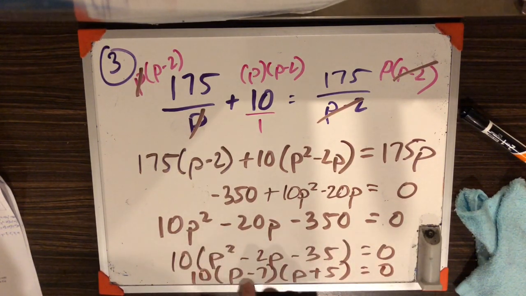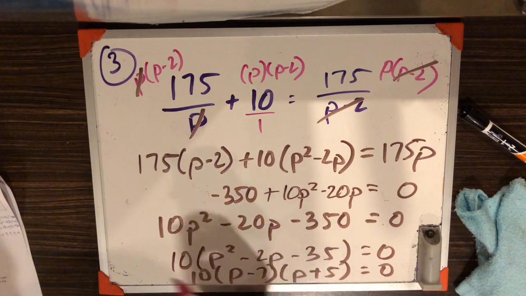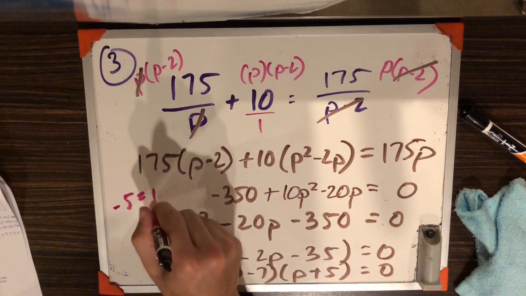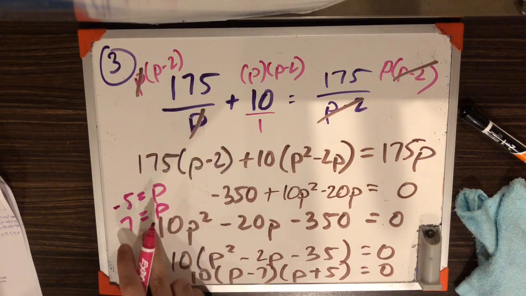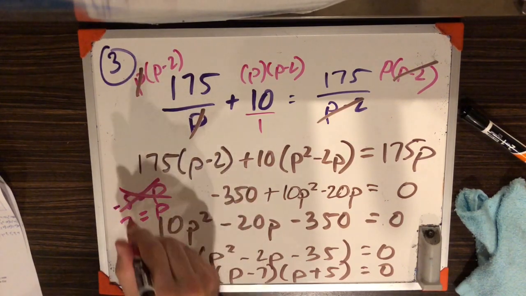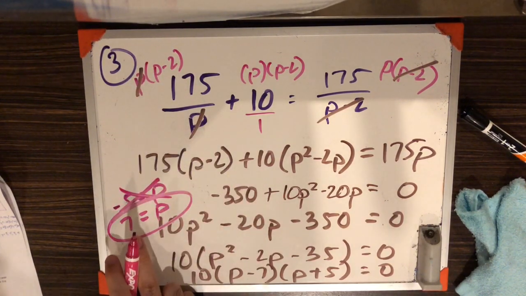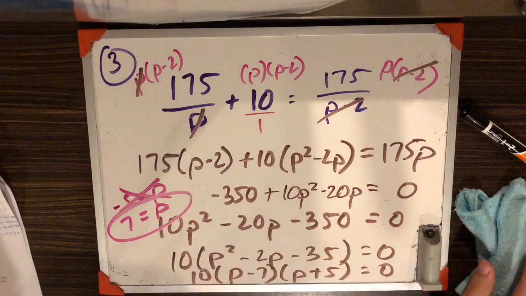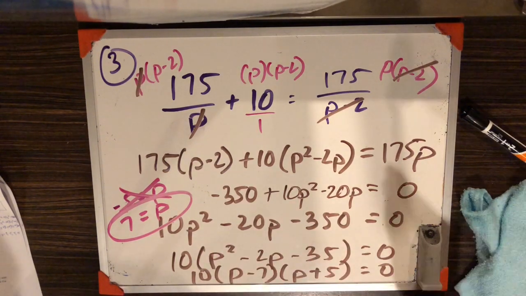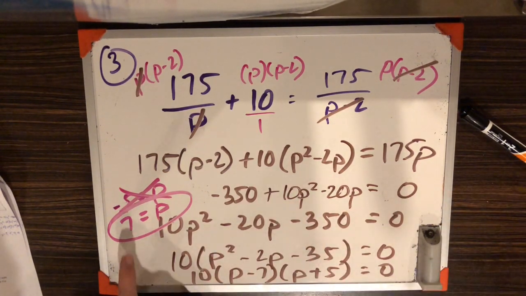P minus 7, again, this is the only one that works. You'll get a negative 5 is equal to p, but you'll get a positive 7 for p here. This one doesn't work. This is the only one that works. So there are 7 people that were basically there in the original, before 2 people stuck off. There are 7 people there.